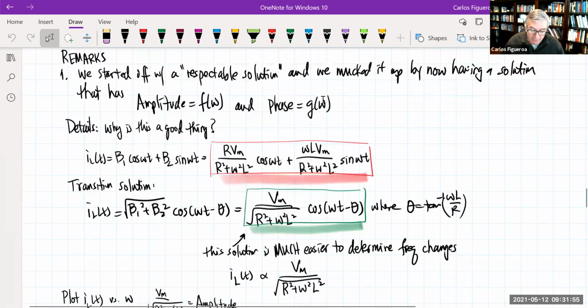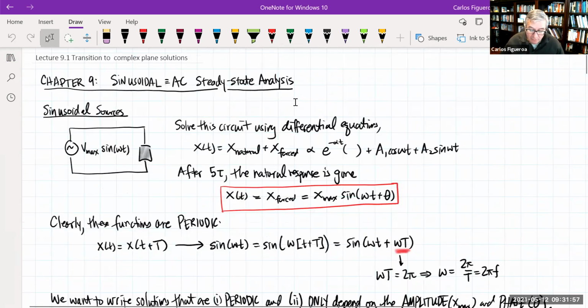What we're doing here is starting with our standard solution for a sine or cosine type source. And so we have a natural and a forced response. If we reach steady state analysis, then the natural response always decays. So in AC steady state, we only care about the forced response.